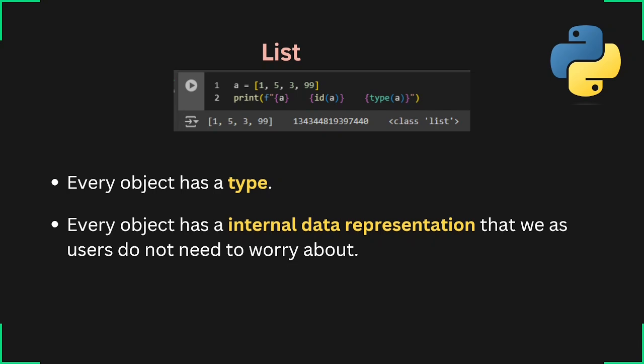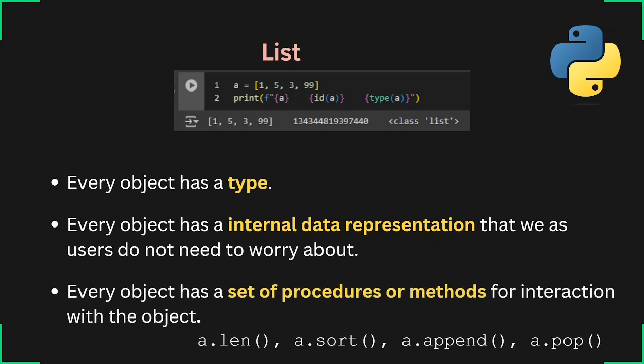For example, we do not need to worry about how the different numbers or elements in a list or a tuple or a dictionary for that matter are usually stored in memory. We do not need to know the internal algorithm implemented and should not worry much about it either, because they are already implemented for us as a class. Every object also has a set of procedures or methods for interaction with the object. For example, class list has a built-in length function or sort methods that we can use on any instance of the list data type.